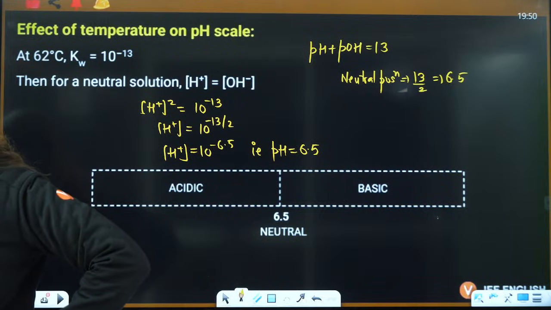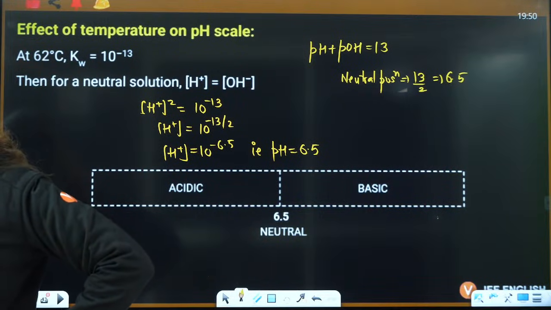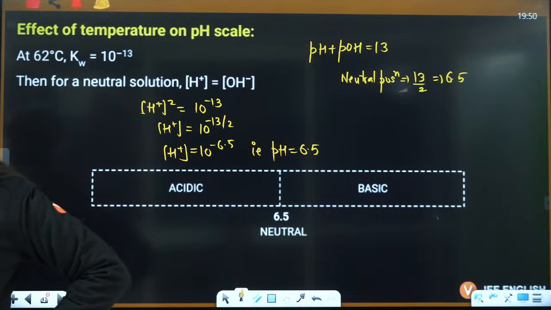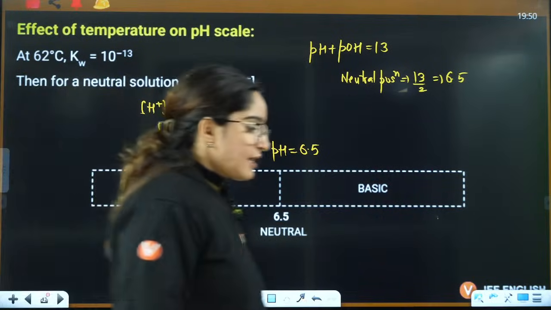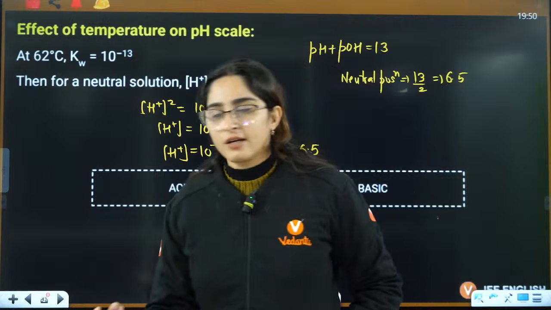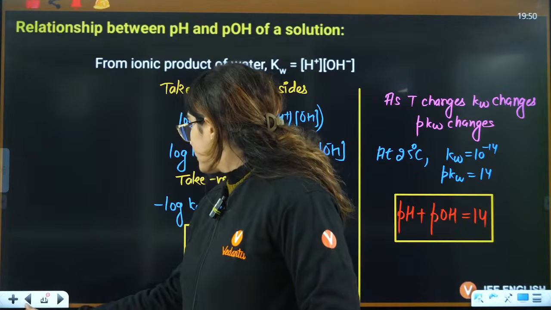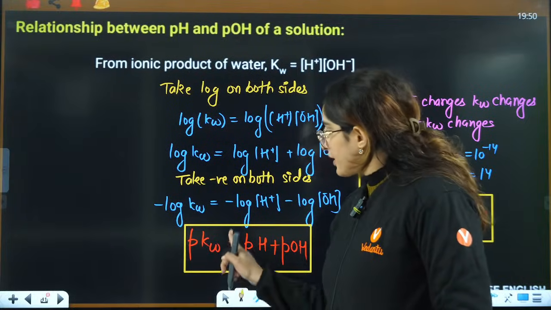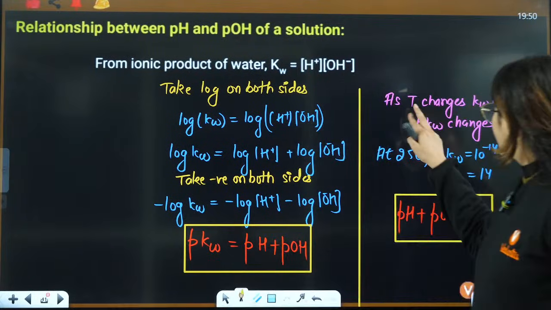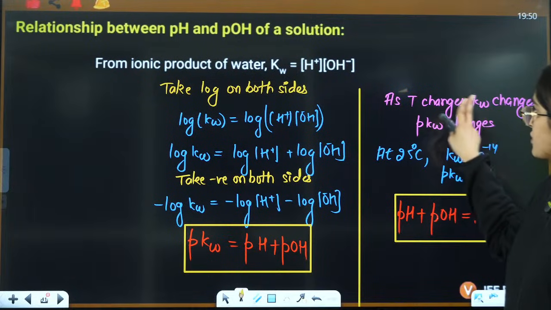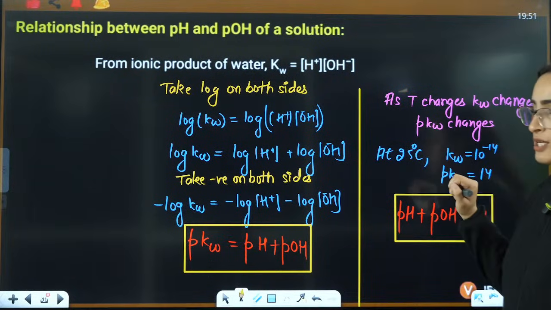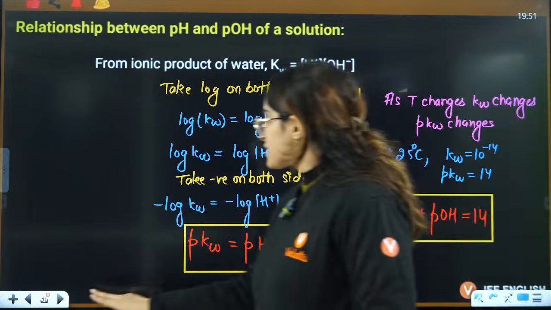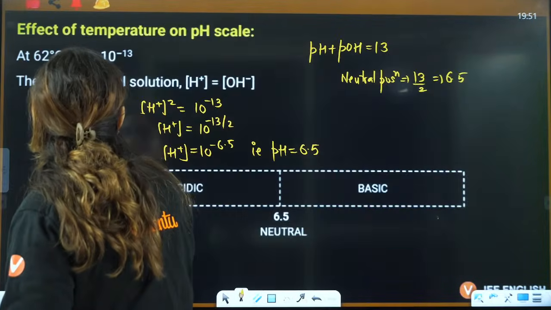Is that clear? Any problem? 14 is not fixed. That's what I'm telling you, na? Kw is changing. And if you see this particular definition here, it is pH plus pOH equals pKw. If Kw changes with temperature, then pKw also changes, right? So that's why here you will see the change, right?